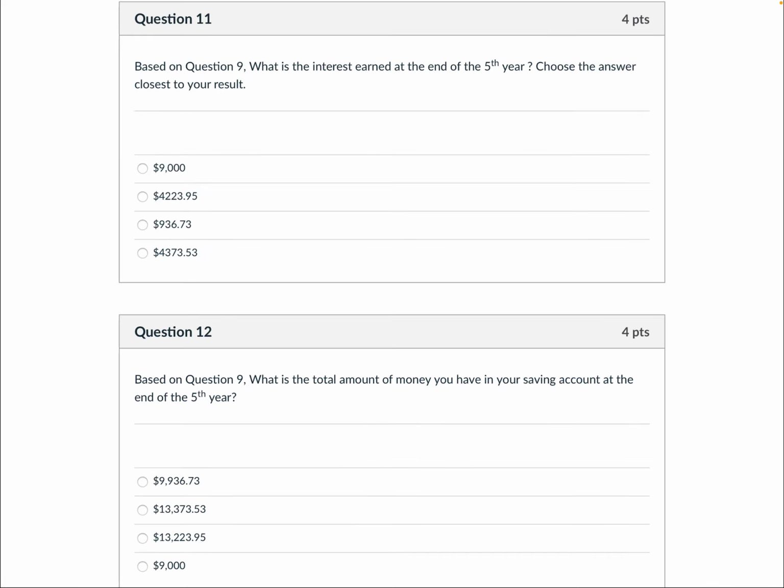So based on these values and the formula, what is your interest earned? Still use this formula. P is 9,000. 1 plus I, where I is 2%, with N is 20, minus 9,000. So the answer is 4373.53.